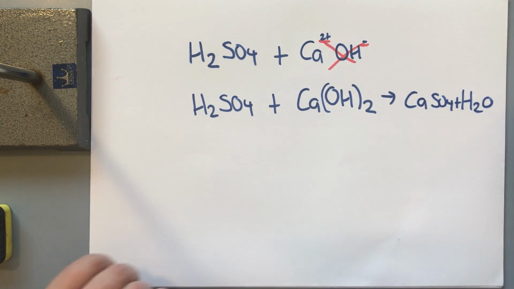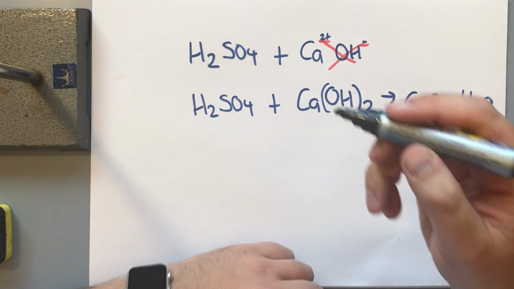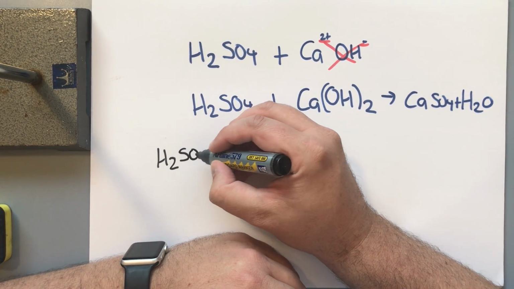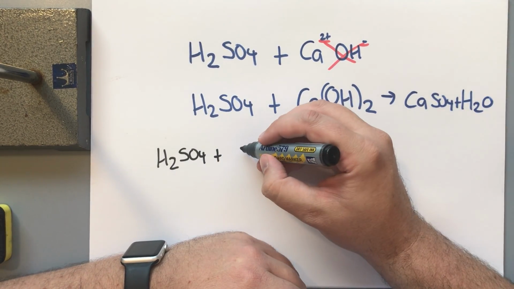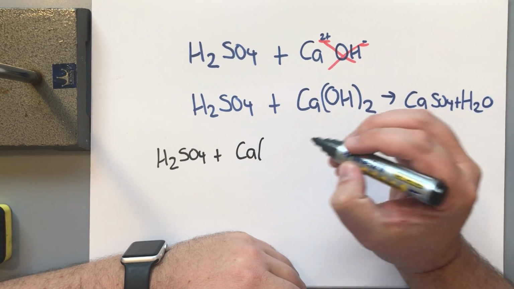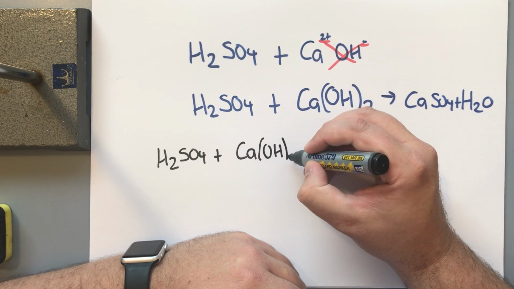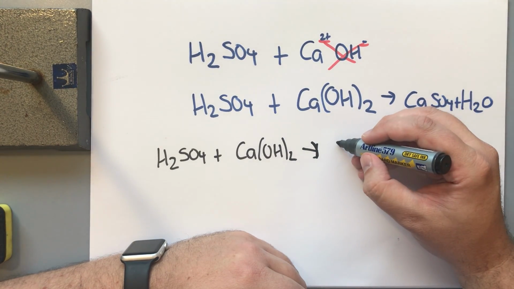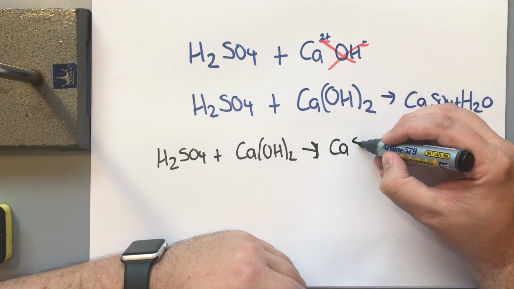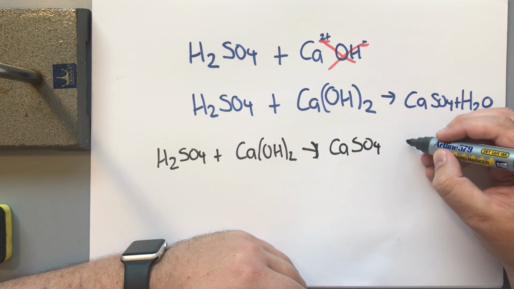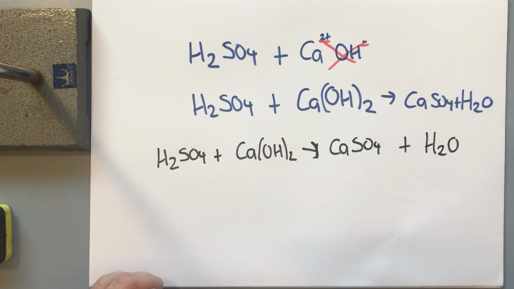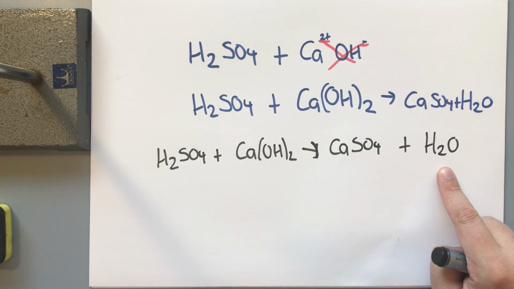So I'm going to write this out again just so it's a little bit clearer. All right, so we have H2SO4 plus Ca(OH)2 goes to calcium sulfate and water. All right, now we know that water is balanced.